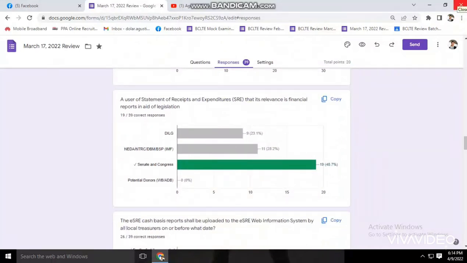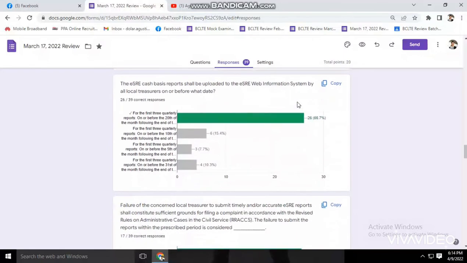A user of a statement of receipts and expenditures, that is its relevance, is financial report in aid of legislation. Sino po sila? A, the LGU, B, NIDA, C, Senate and Congress, D, potential donors. Basically, it's about aid of legislation, so the answer is Senate and Congress.